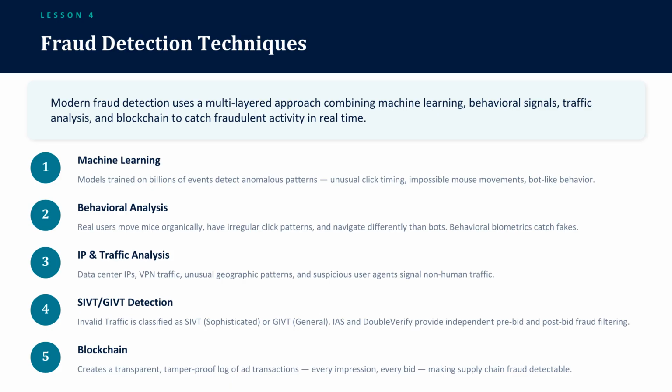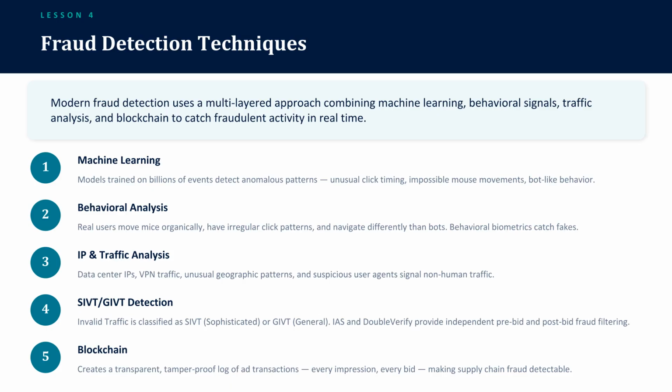Behavioral analysis examines how users interact with content. IP and traffic analysis examines network-level data. Traffic coming from data center IP ranges rather than residential ISPs is suspicious. SIVT and GIVT are the IAB's classifications for invalid traffic. IAS and Double Verify provide independent third-party verification that advertisers increasingly require before running any campaign.